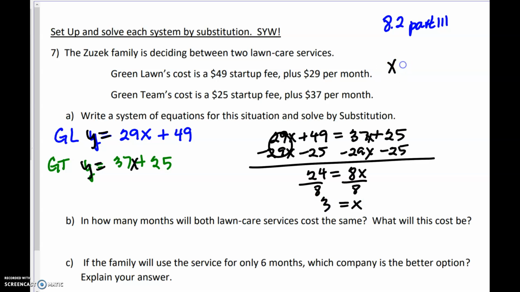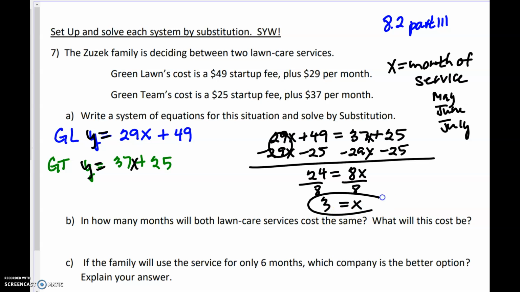Well, x stands for the number of months of service. Okay, so maybe this lawn company is coming to your house in May, June, and July. So that would be your 3 months of service. Or maybe they come in May and July and September. So at any rate, this means 3 months. So in how many months will they cost the same? And it's 3 months.